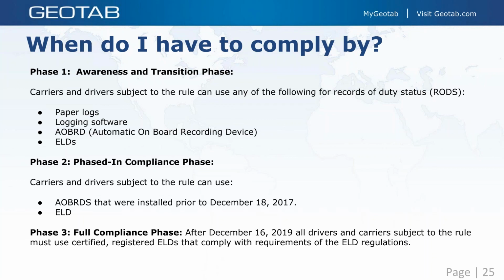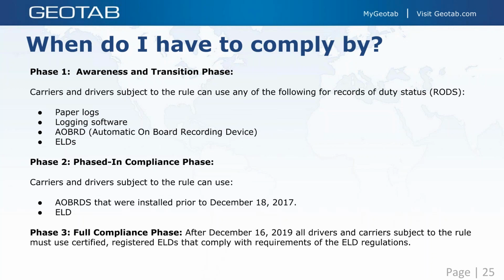Now, as we stand today, there is no such thing as an ELD. Everybody is prepping to meet the ELD requirements, but until registration is opened up by the FMCSA, which is going to be on February 16th, there is no such thing as an ELD. There's something called an AOBRD, and that's what is compliant today. Phase 2 is the phased-in compliance phase. In this phase, AOBRDs that were installed prior to December 18, 2017 are allowed to be used, and they can be used all the way through until December 16, 2019. The other option is an ELD.